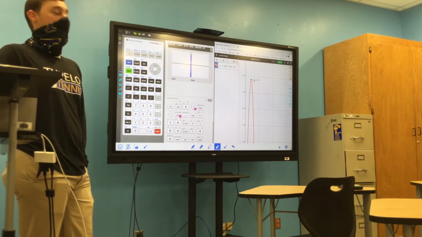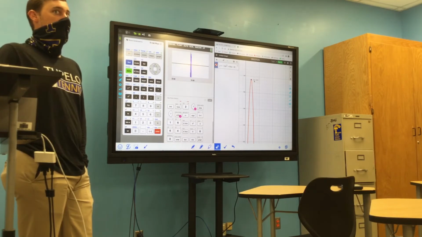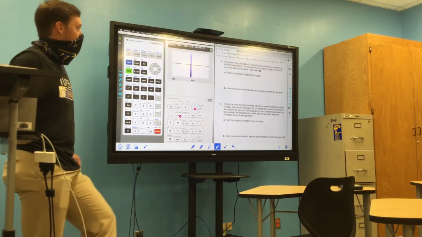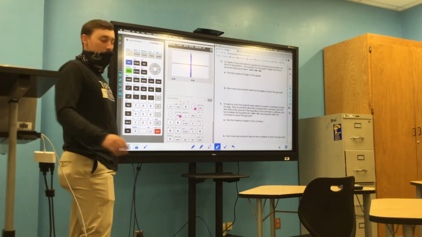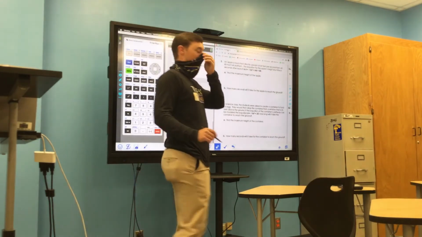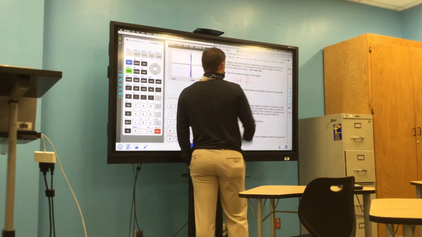Time. So if time here is 2, how many seconds have passed? 2 seconds. Okay. So looking back at the problem here, find the maximum height of the apple. What height did we get to? What did I just point out up there? 144 feet. So this is 144 feet.